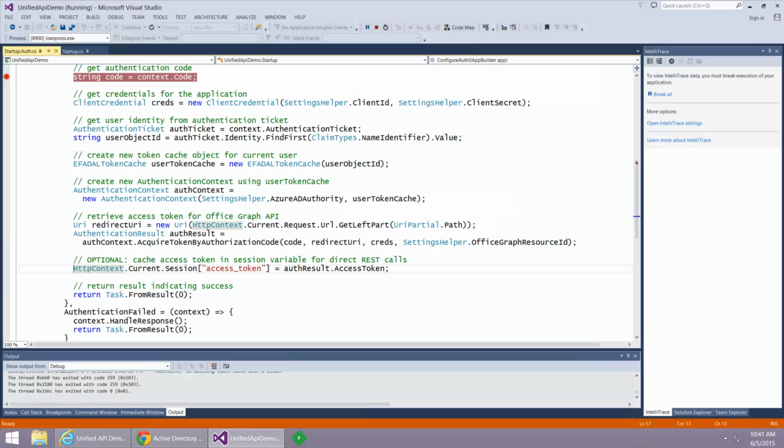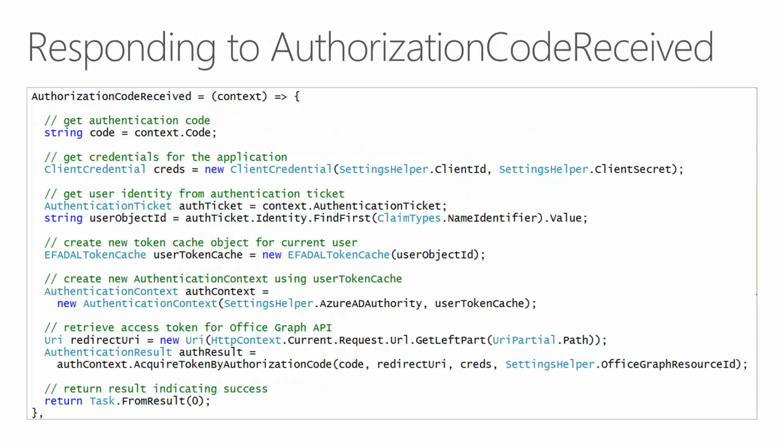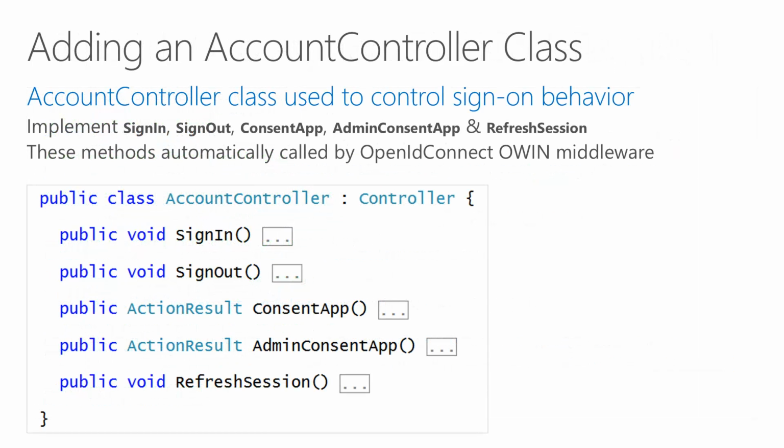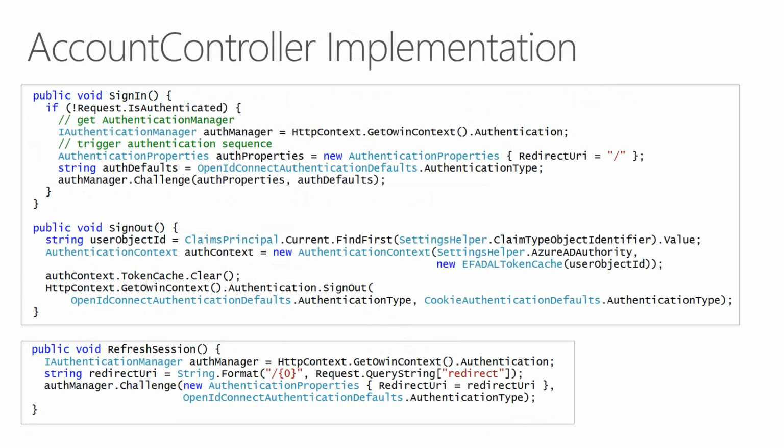Okay, let's move back to our slides. What we're going to see is that to augment the OWIN middleware code for OpenID Connect, we need to add a special controller class to our project, and it has to be named AccountController, because the OWIN middleware will post back to things like account/sign-in. So you create an AccountController and you implement some well-known method names: SignIn, SignOut, consent app, admin consent app, and refresh. Now, here's an example of what sign-in looks like.